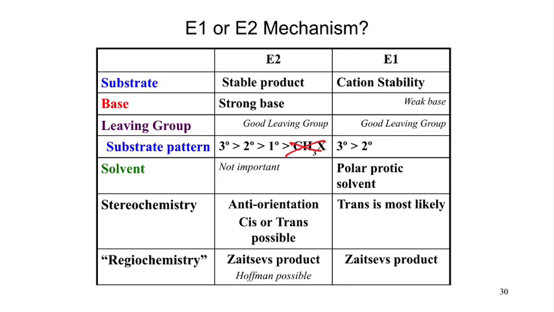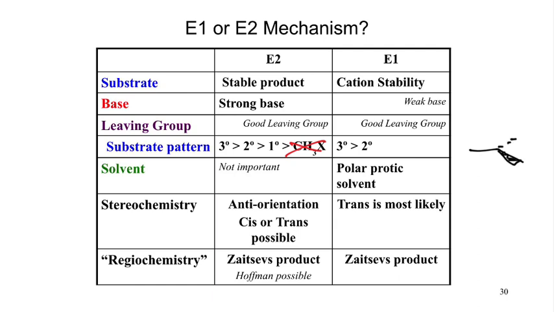Stereochemistry: this anti-orientation is a little bit vague. What is the anti-orientation in reference to? The leaving group and the hydrogen. The hydrogen and the leaving group need to be in an anti-orientation. Why do we not need an anti-orientation for E1? It forms the carbocation. Why does that matter? Because there's no backside attack.